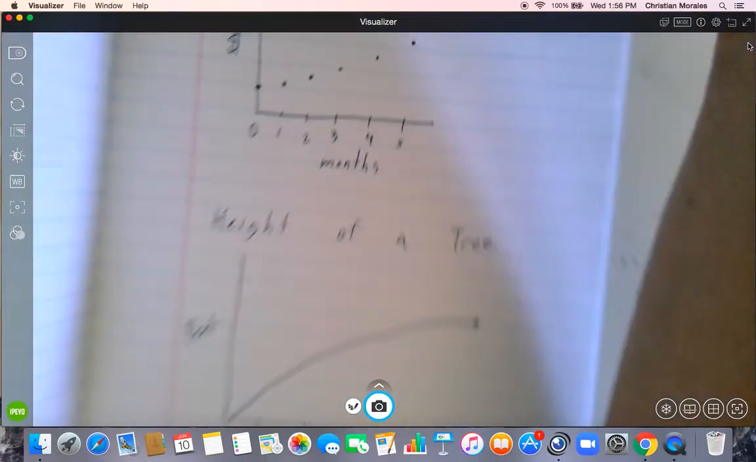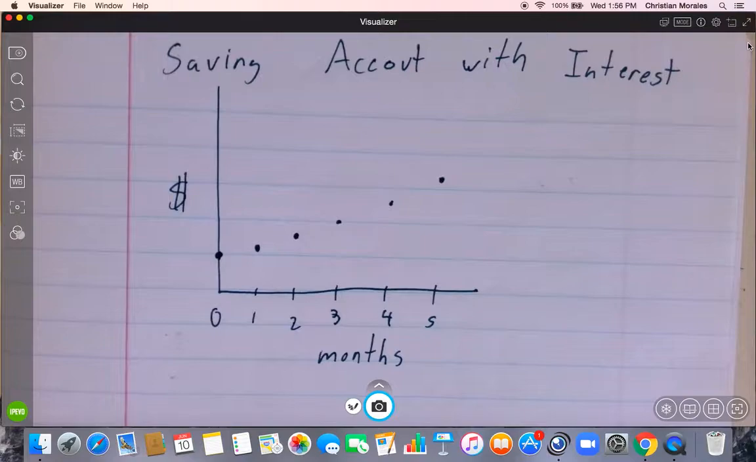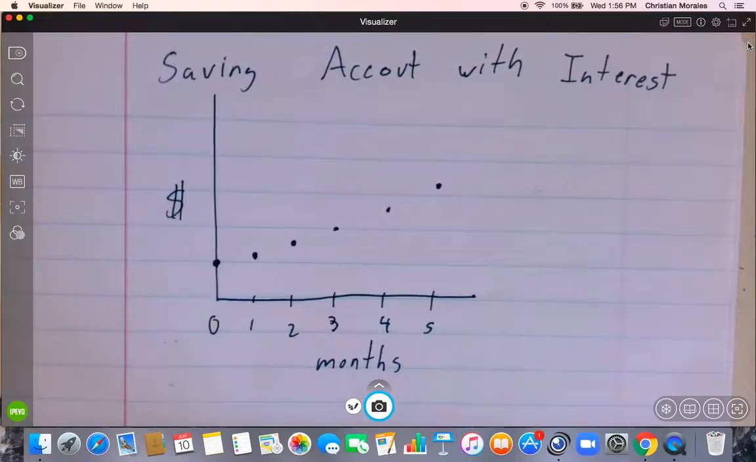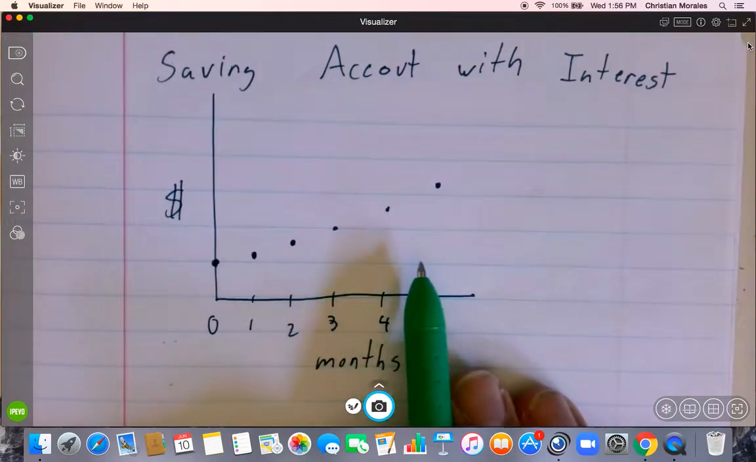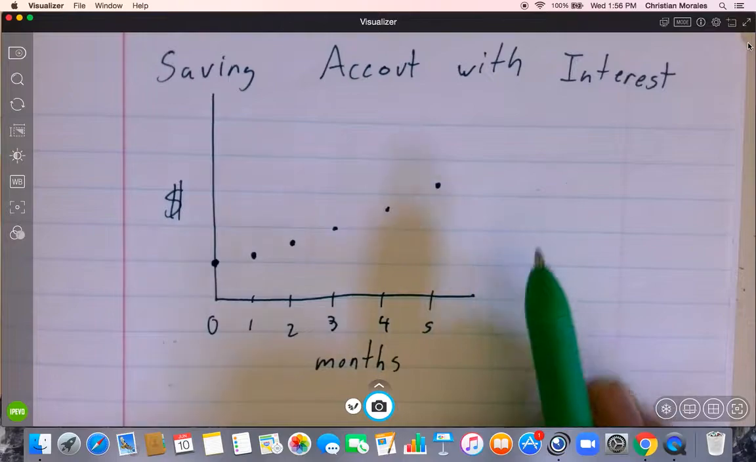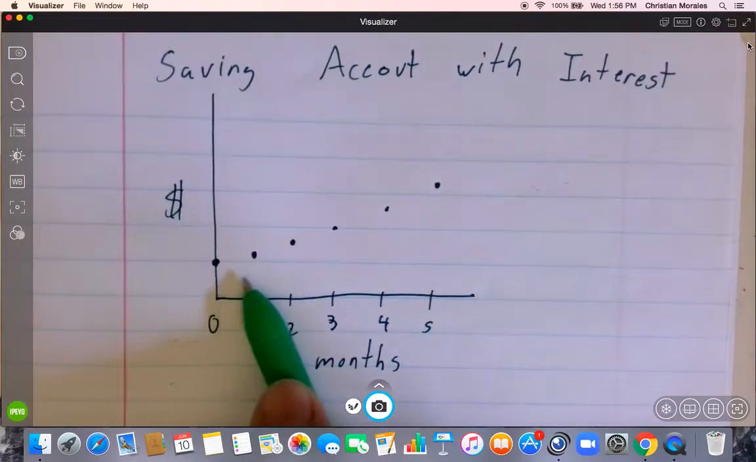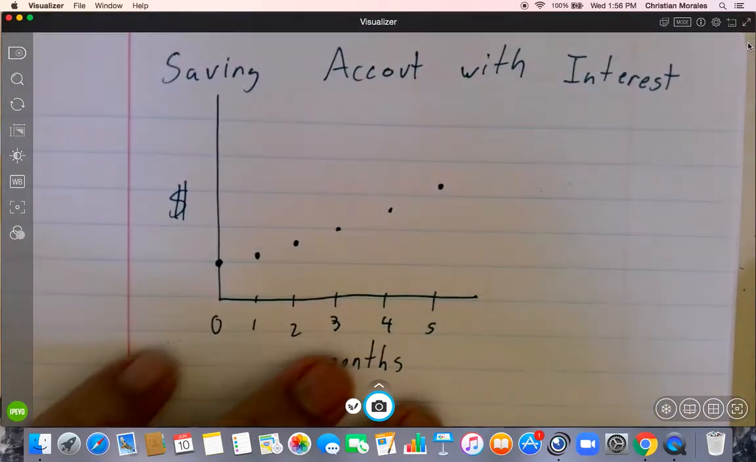Now, when it comes to graphing information, like this is a savings account with an interest rate. So that means the money is growing, not because they're putting more money in the account, but because the interest rate is growing the amount of money. Now, this graph is a function, and this is called a discrete graph.